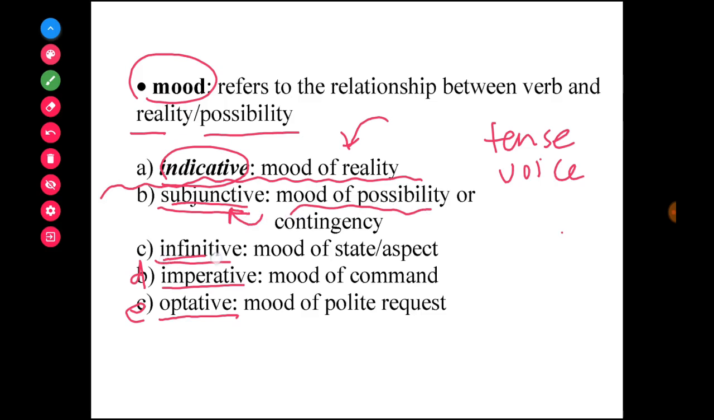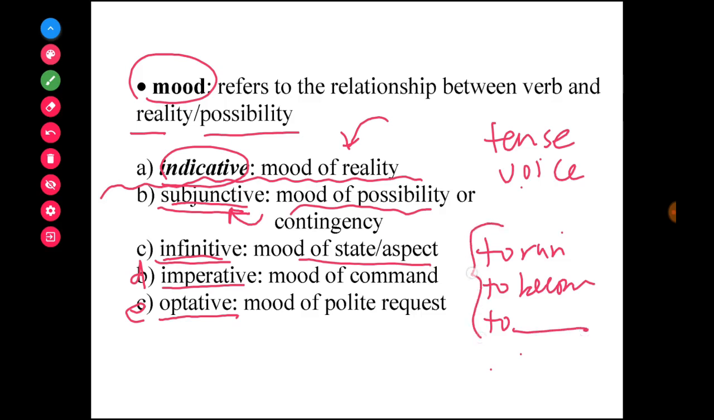The infinitive mood is a mood of state or aspect. So it's anytime you have a construction like to run or to become, or to whatever the verb is. This is what we call the infinitive mood.